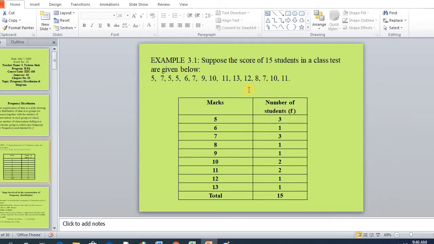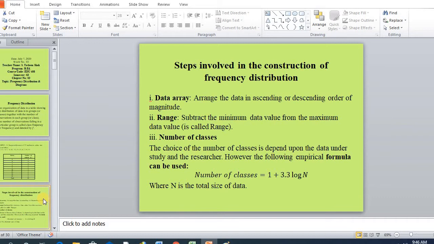It is used just to summarize and transform the data in a meaningful form. This is the simplest form of a frequency distribution. But when the data size is large, the construction will be quite different. So, steps involved in the construction of a frequency distribution.